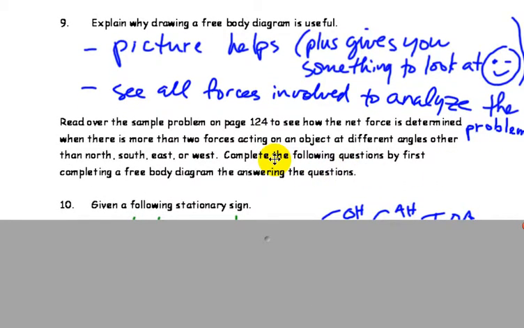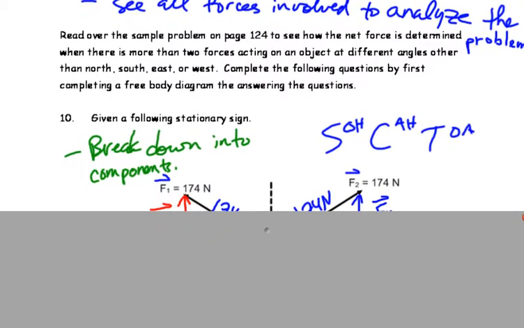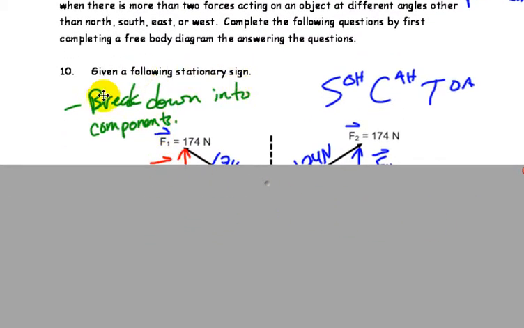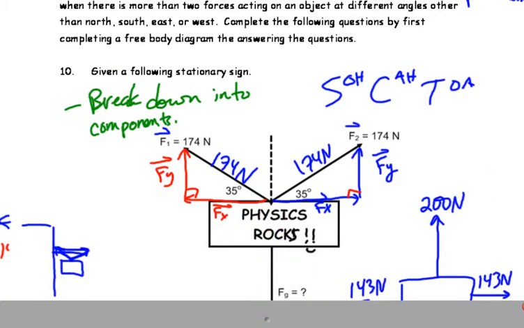Okay? When there are more than 2 forces acting at different angles, so those ones are nice, they're north, east, south, west. What if we're looking at specific angles though? What we did with the vector unit is we break it down into components. So you should say physics rocks, by the way.